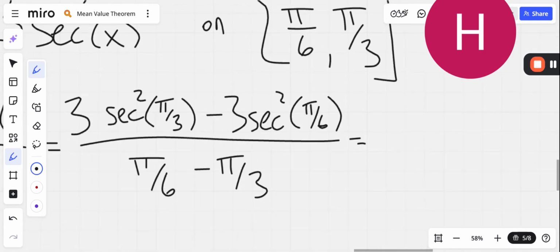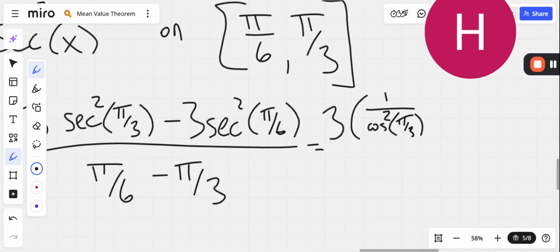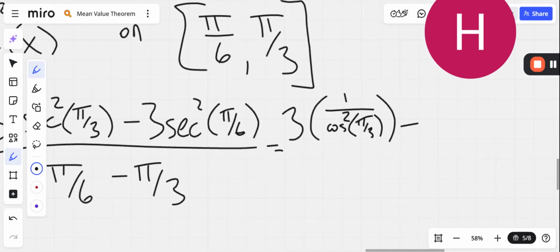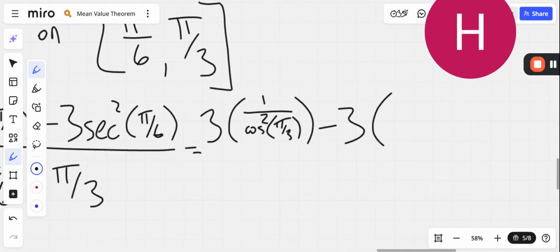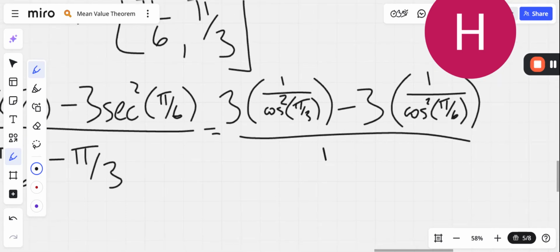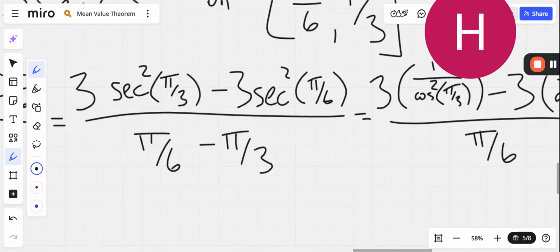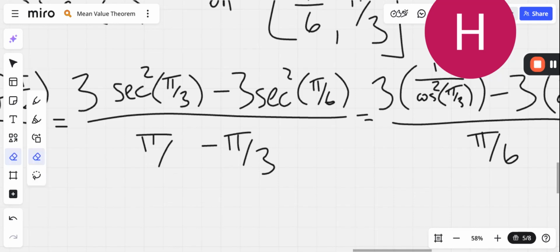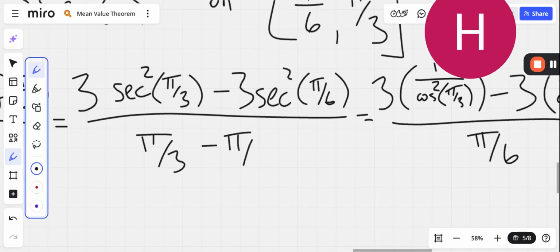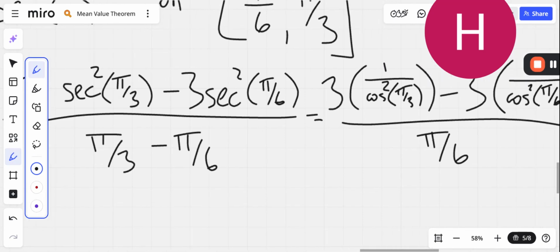So this basically means 3 times 1 over cosine squared of pi over 3. You could also use the identity tan squared plus 1 if you really feel like it. Minus 3 times 1 over cosine squared of pi over 6. And this, of course, is just going to be over pi over 6. Did I put pi over 6 minus pi over 3? Whoopsie. Those are switched. There we go.